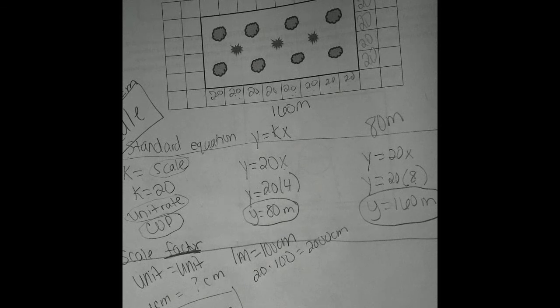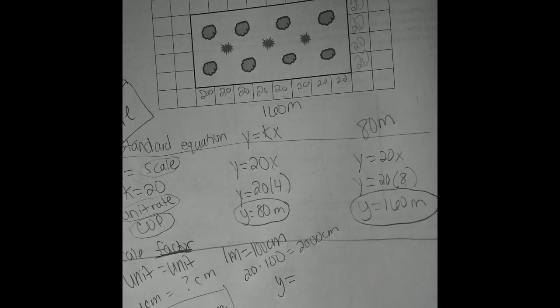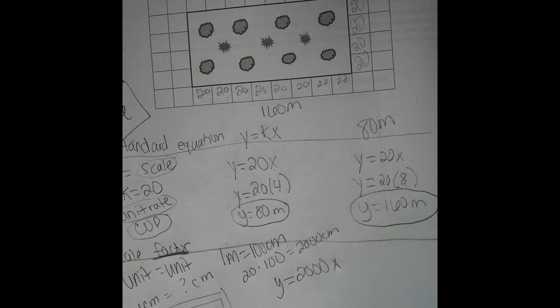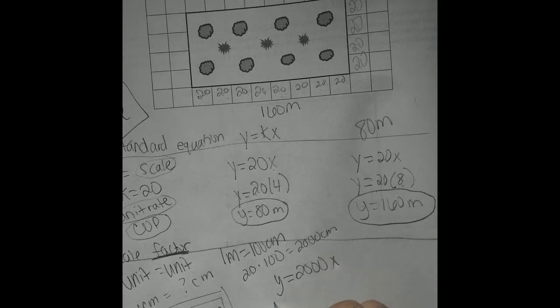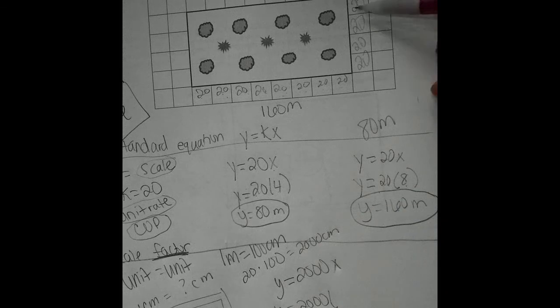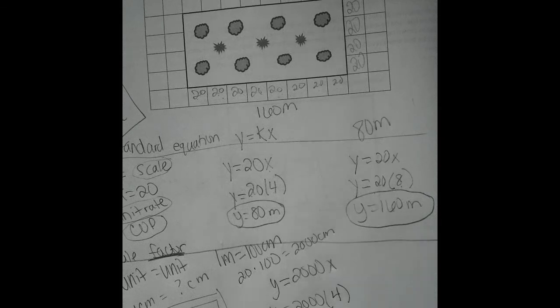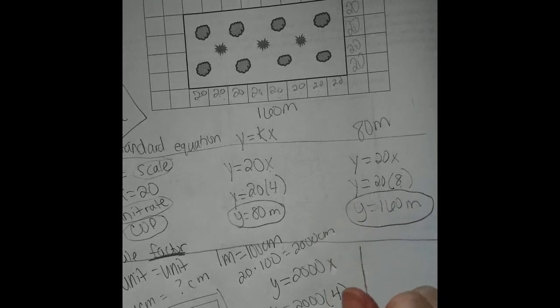If I set it up this way, we could use the same equation, but this time our k will be 2,000. So if we substitute in, and we've got 4 centimeters here, that's going to be 8,000 centimeters in real life. No one wants to count a garden in centimeters, but if you needed to, that's the way you would do that.